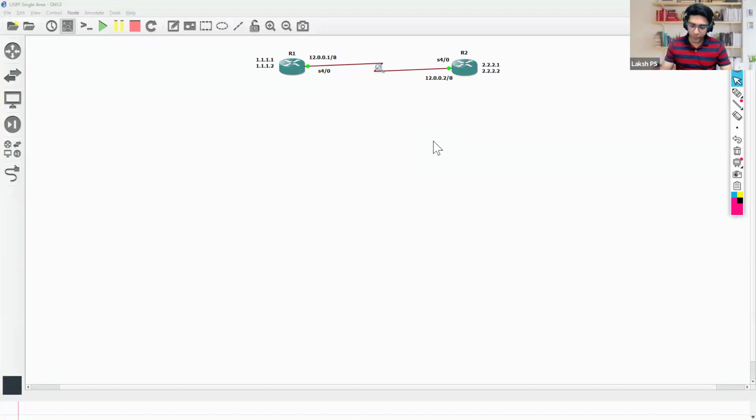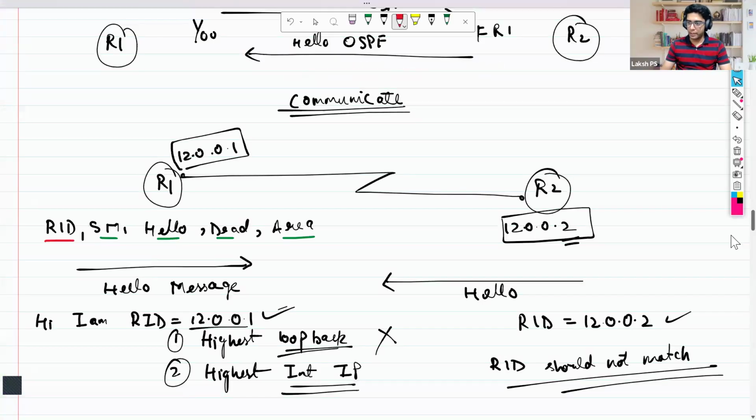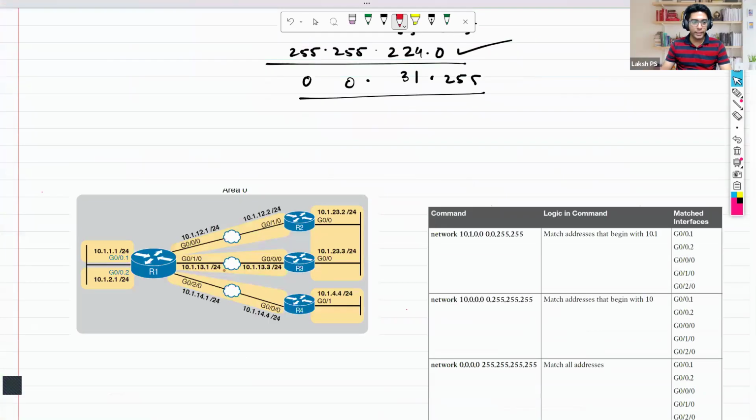So there was no need for me to advertise 12 network because they're directly connected. But as I said, for understanding purpose of how OSPF is working, how OSPF is advertising those network, I gave that example. And from what you said is absolutely right. There was no need for R1 to advertise this network because they're directly connected, right? However, for an understanding purpose, I advertised 12 network.